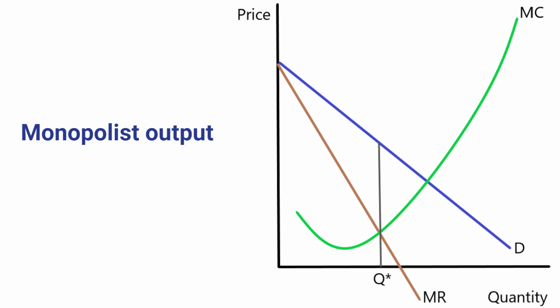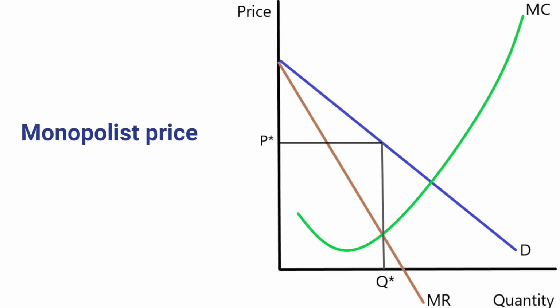If we want to find the price that the firm would charge to sell Q star units of output, we have to go up to the demand curve. And the price charged by the monopolist is the price given by the demand curve at the level of output at which marginal revenue equals marginal cost.